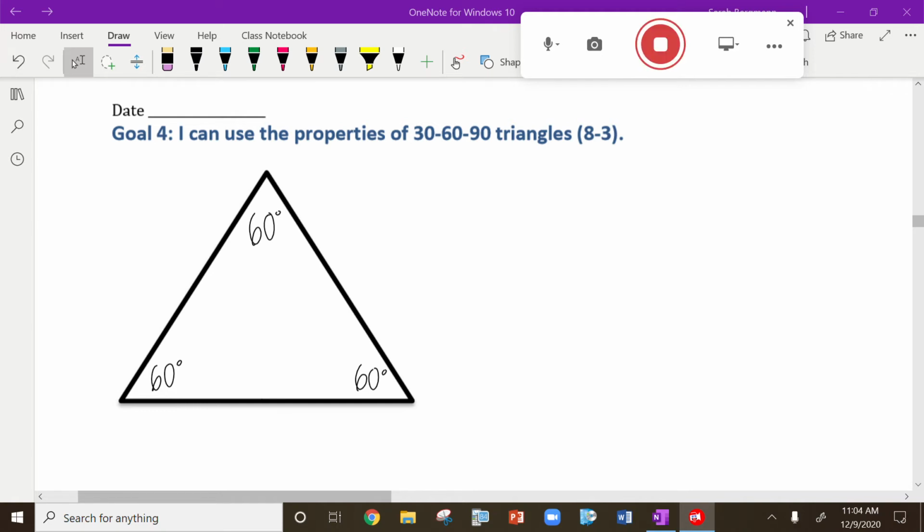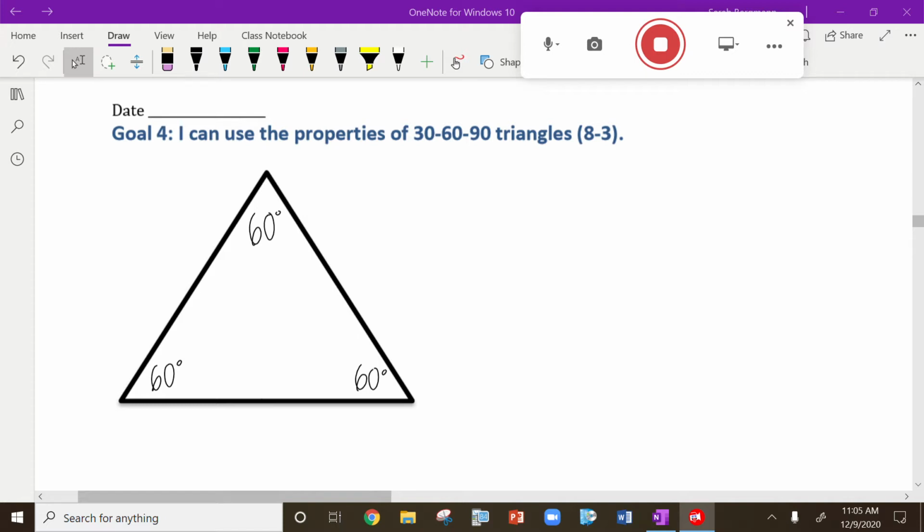Welcome back, everybody. Today we are going to learn about our next special triangle. It is called a 30, 60, 90 triangle. You'll see on the screen here I have an equilateral triangle drawn. This is going to help us find our 30, 60, 90 triangle.